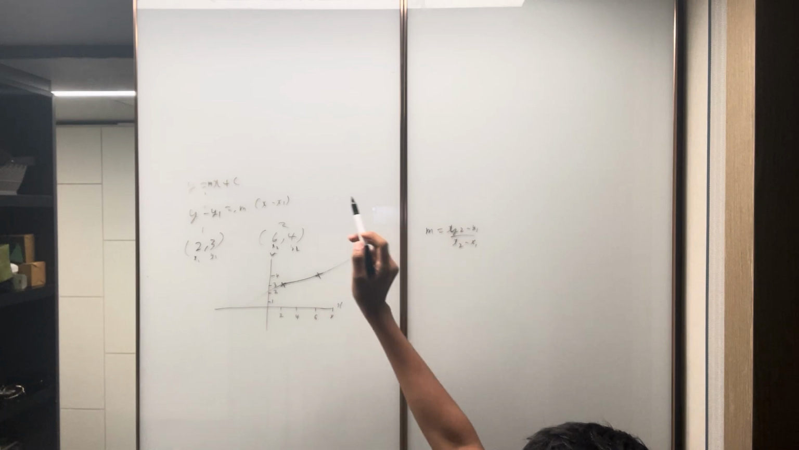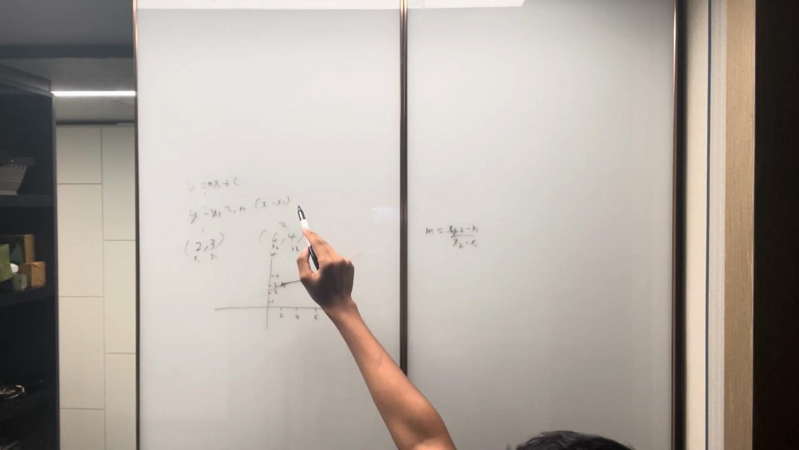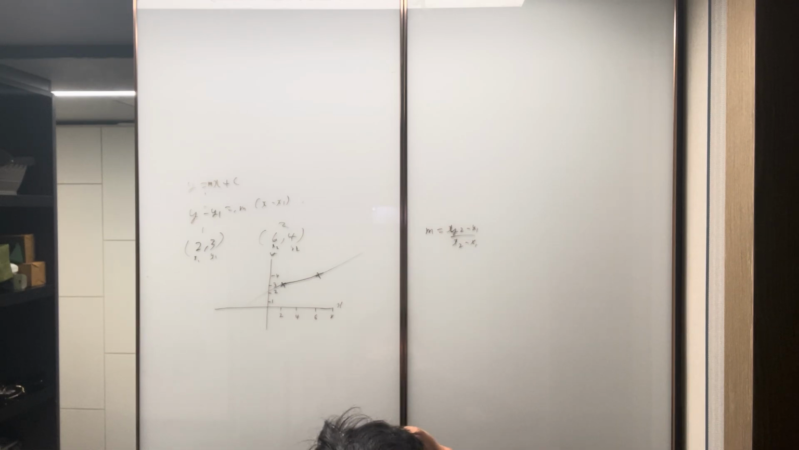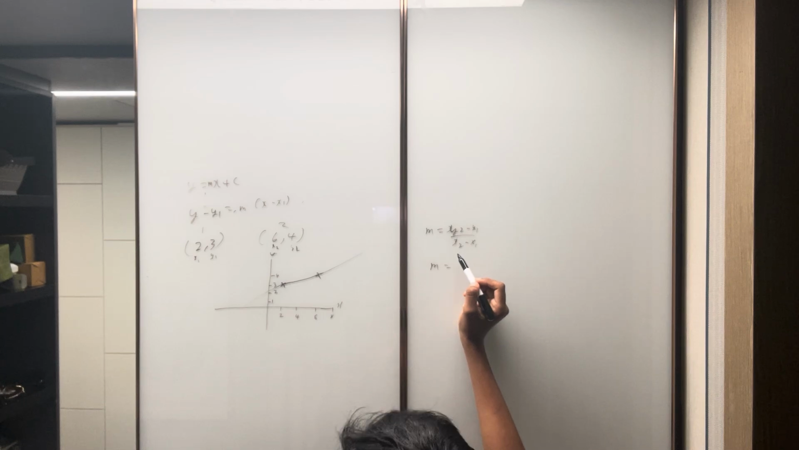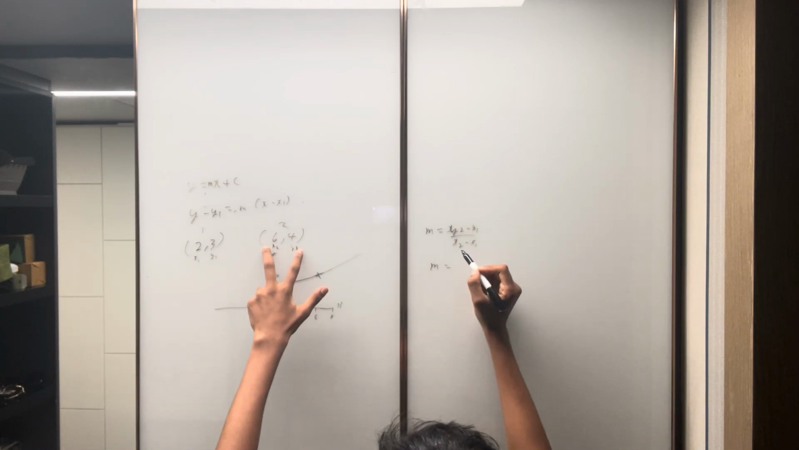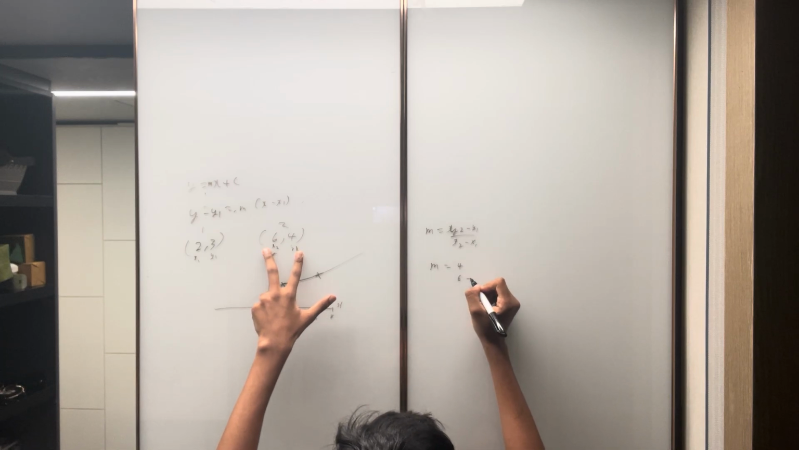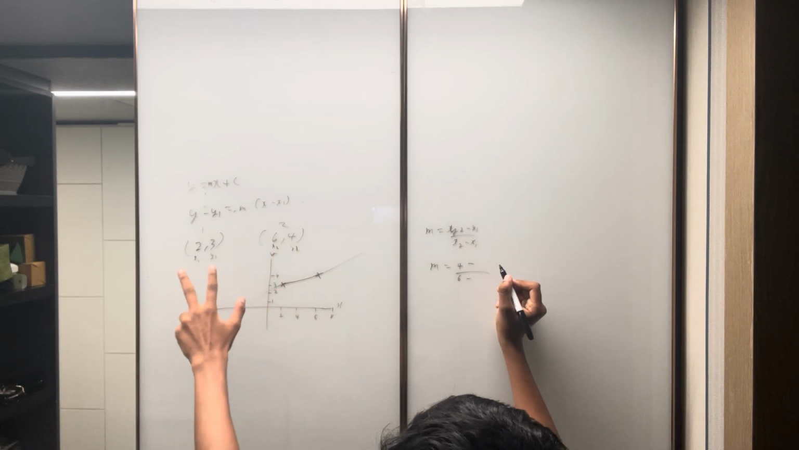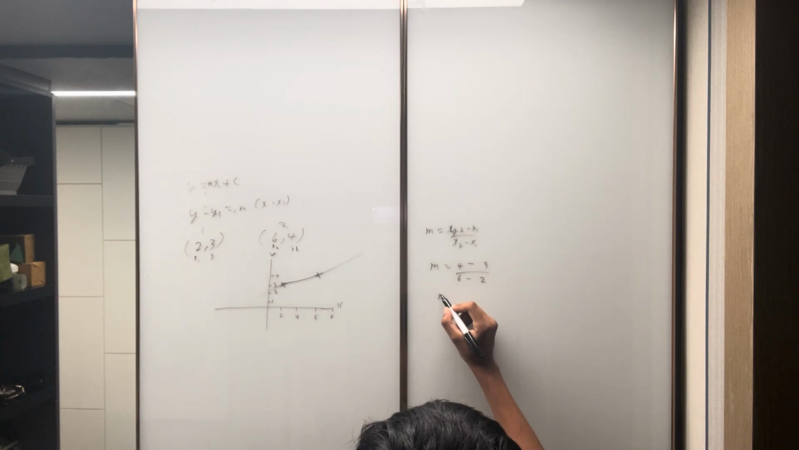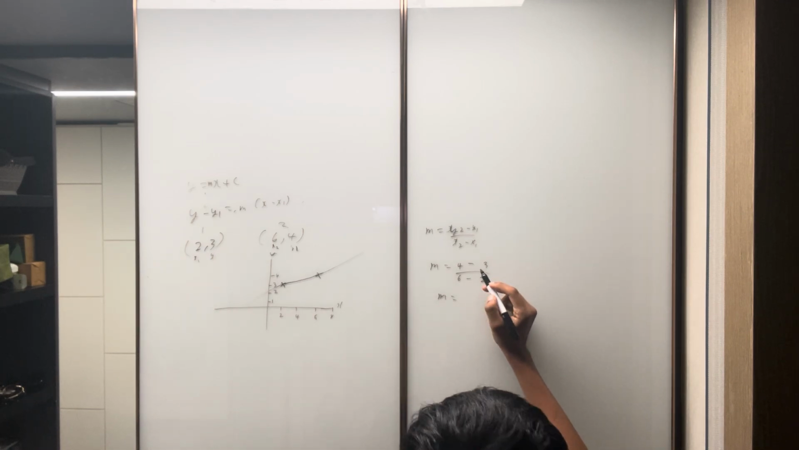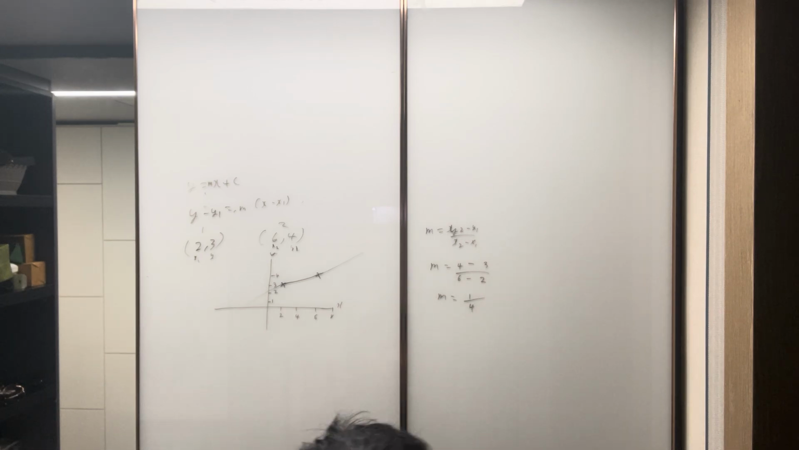The gradient is needed to fill in y equals mx plus c. So the m, the gradient, would be y2 minus y1, which here is 4 minus 3, and x2 minus x1, which is 6 minus 2. M equals (4 minus 3) upon (6 minus 2), which is 1 upon 4.